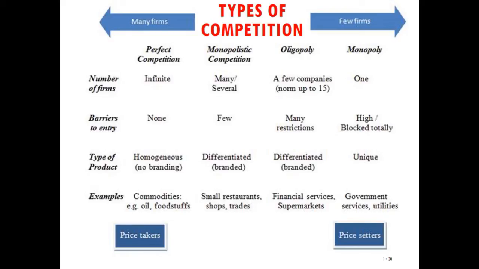Now, the final type of competition is a monopoly. A monopoly is when there's only one producer. In this case, this might occur because there's some product which is very unique and can't be reproduced in some way, or it might be because the industry itself is creating very high barriers to entry.